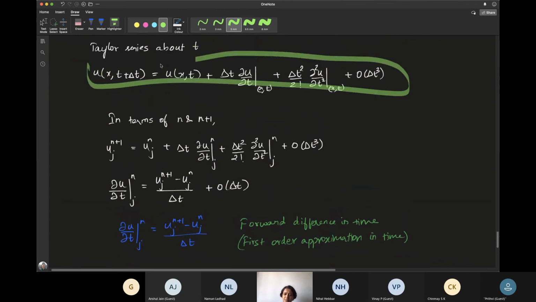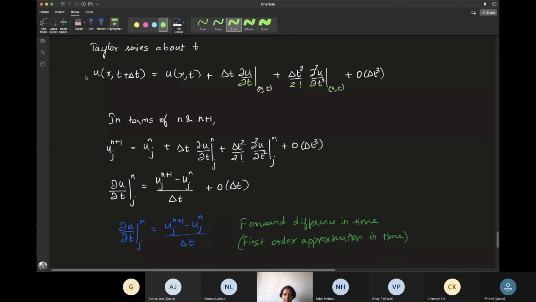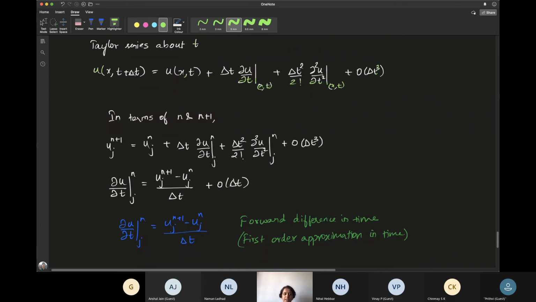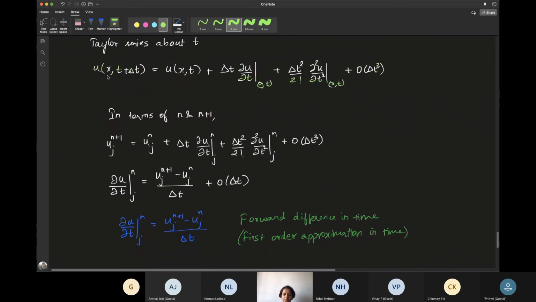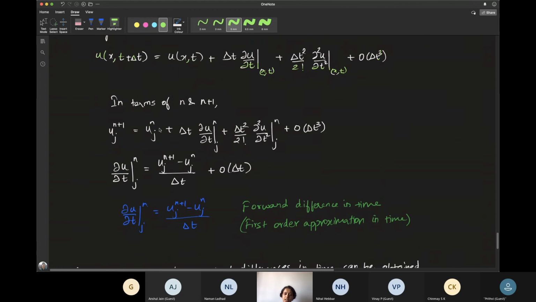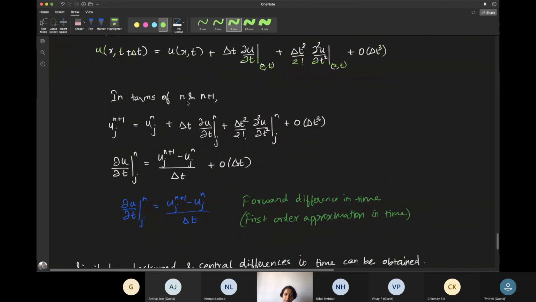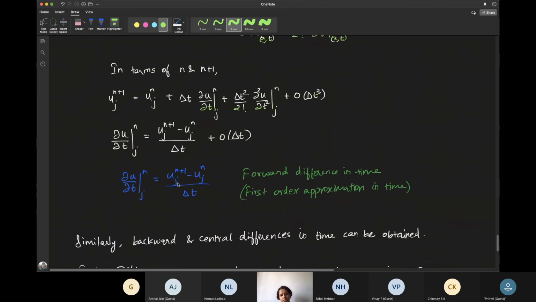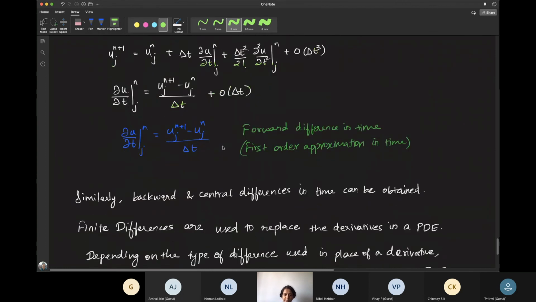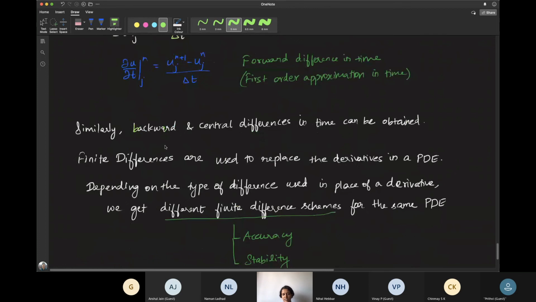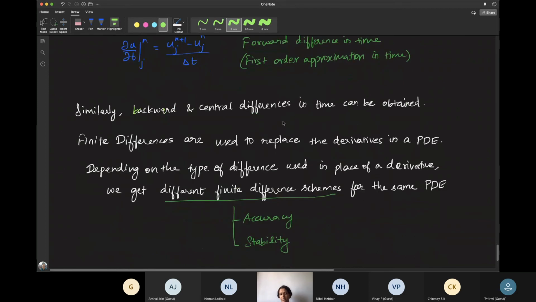So this is your Taylor series expansion about t for getting u at t plus delta t. So here again you replace these by j and n plus 1 etc. So you get something like this, and you get this final expression. This is a forward difference in time, and this is first order again. Similarly, backward difference in time is first order, and central difference is second order in time.